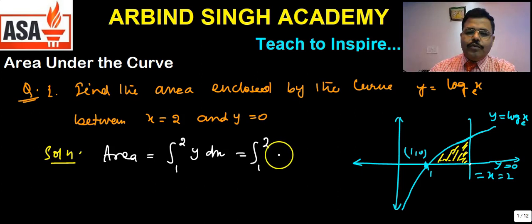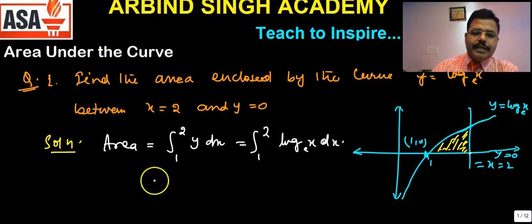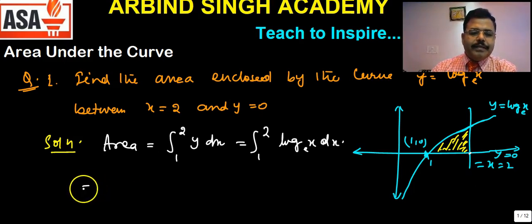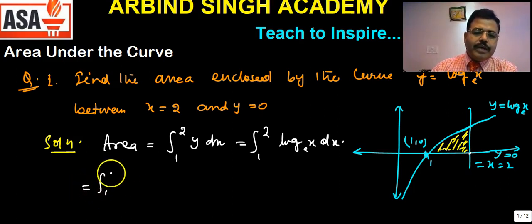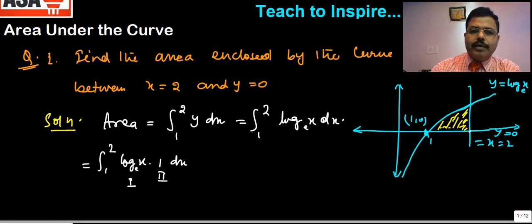So 1 to 2, y is log x dx, but integration of log x cannot be dealt directly, so integration by parts will take place. Therefore this will be 1 to 2, first function into integration of second function, log x into 1. We can consider this is second function, this is first function. So you will get x log x minus x.